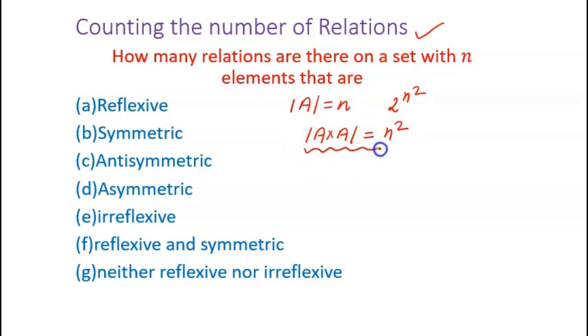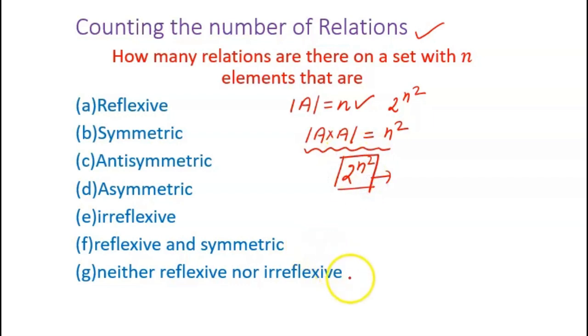Next, we also know that if we have a set with n square elements, then the total number of subsets possible will be 2 to the power n square, and that is why the total number of relations that we can define on a set with n elements is equal to 2 to the power n square. So I hope this is something that you already know.